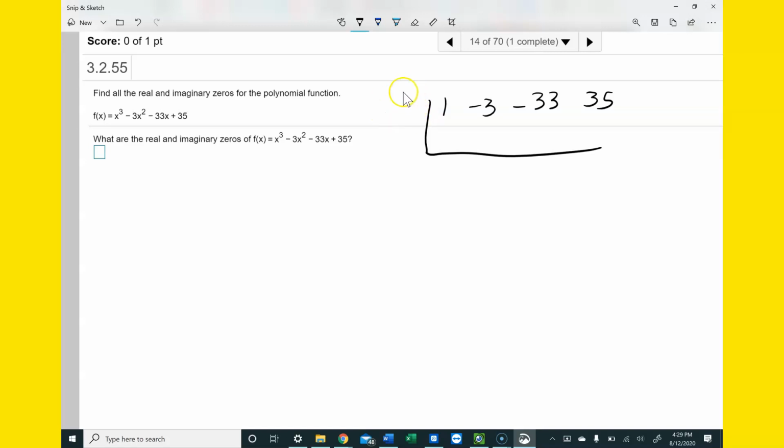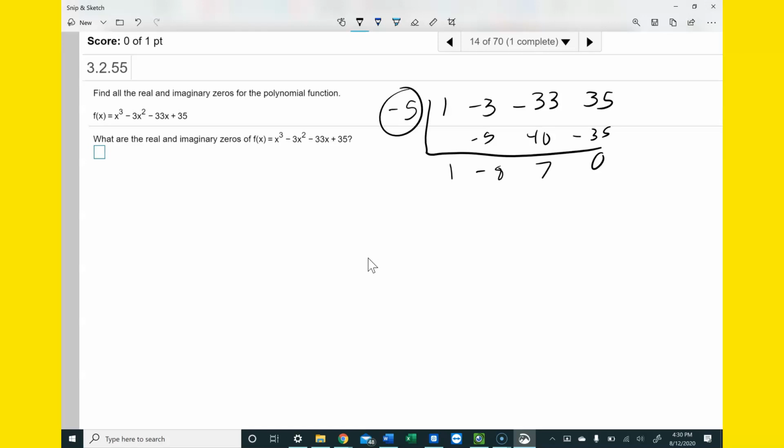Any of the zeros that we use outside of here will work, and we'll get a remainder of 0, and then we'll end up with a polynomial that we can still go forward with. Let me just show you how that could have worked. If we'd have chosen negative 5: 1, negative 5, negative 8, 40, 7, negative 35, 0. And we would have ended up with that.